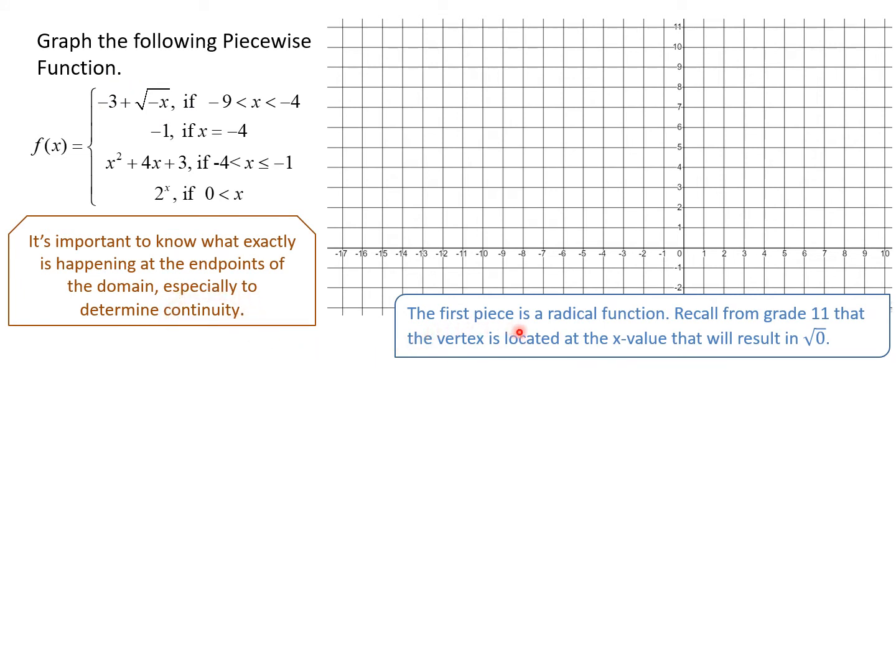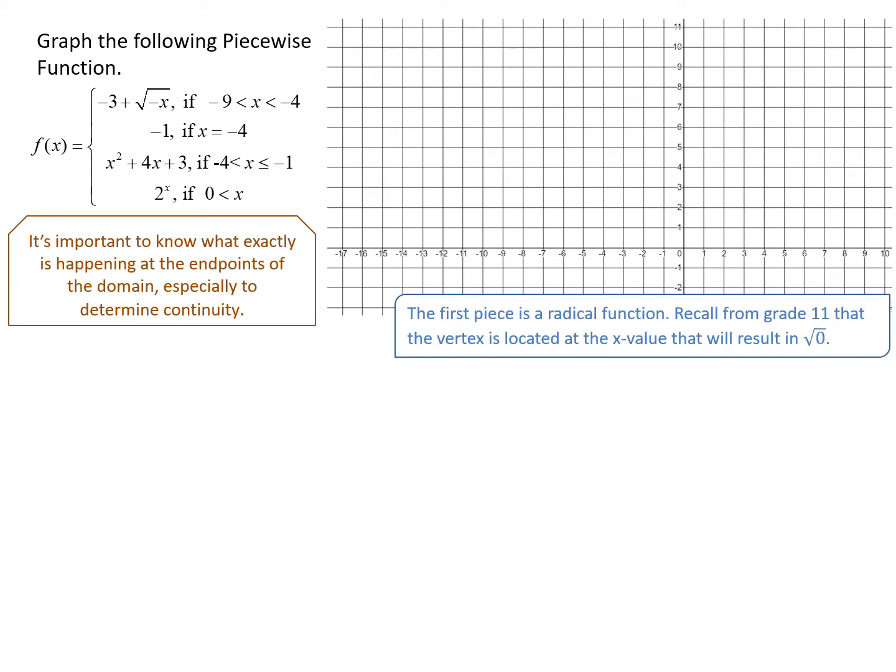The first piece is a radical function. Recall from grade 11 that the vertex is located at the x value that will result in the square root of 0. So looking at that first function up here, this is the only piece we're doing first. What would you sub in for x that would give you a 0 underneath the radical sign? So the answer to that is 0.